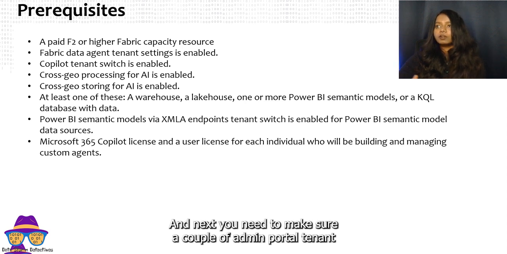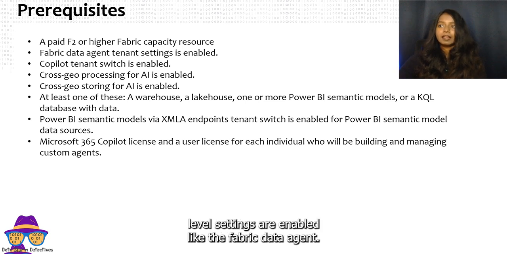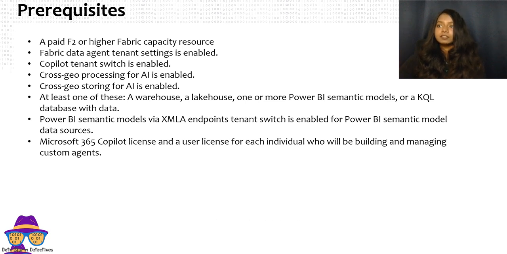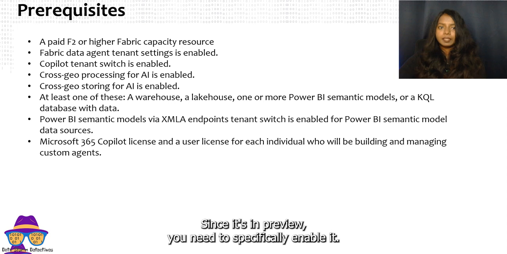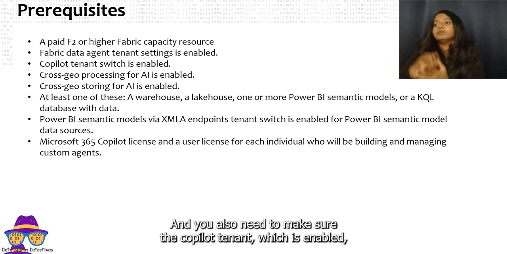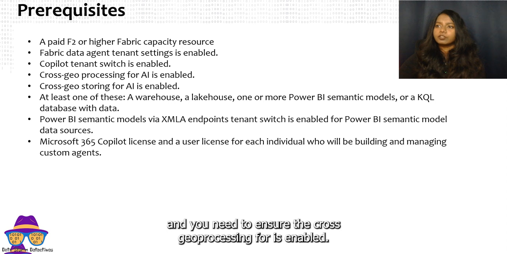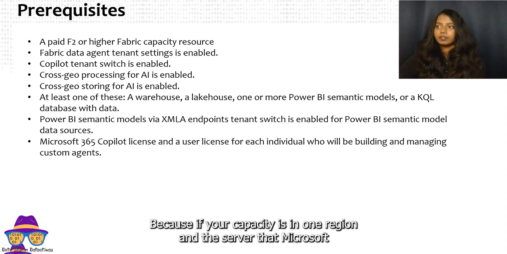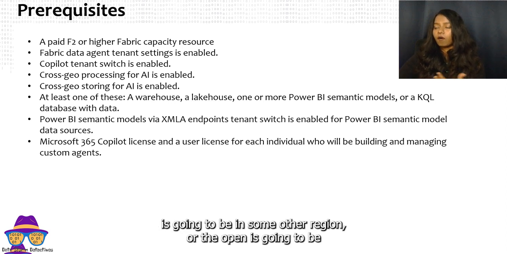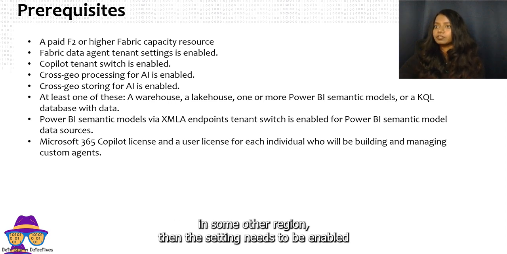And next you need to make sure a couple of admin portal tenant level settings are enabled, like the Fabric data agent. Since it's in preview, you need to specifically enable it. And you also need to make sure the Copilot tenant switch is enabled, and you need to ensure the cross geo processing for AI is enabled, because if your capacity is in one region and the server that Microsoft is going to use, or the OpenAI, is going to be in some other region, then this setting needs to be enabled.